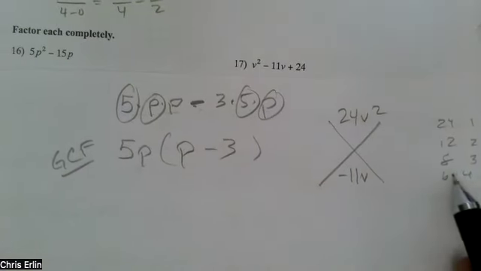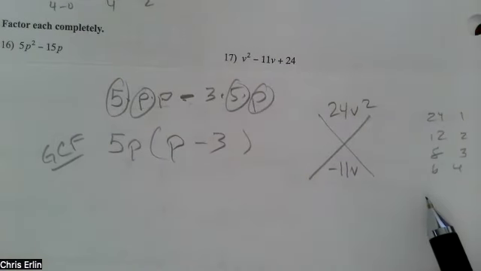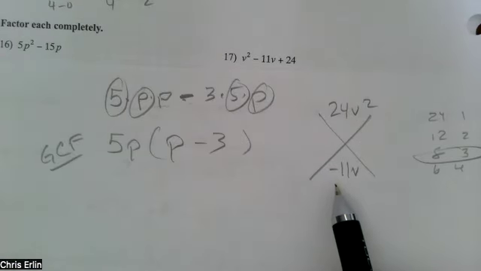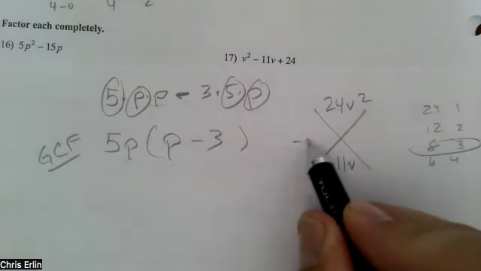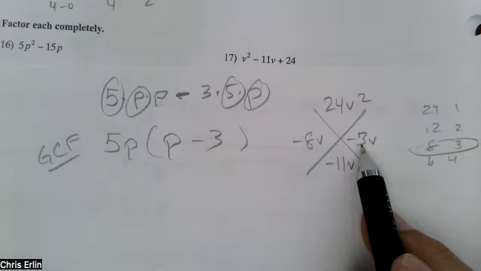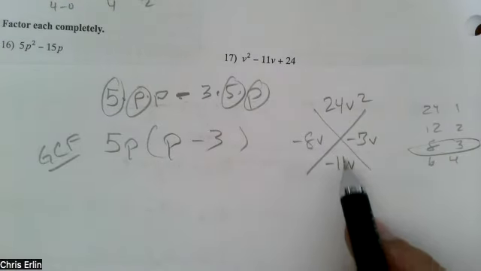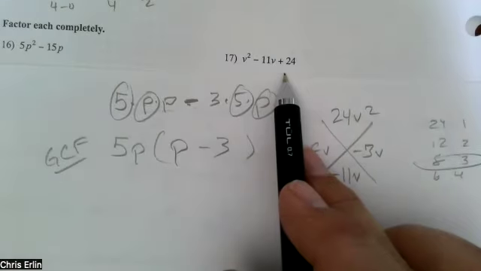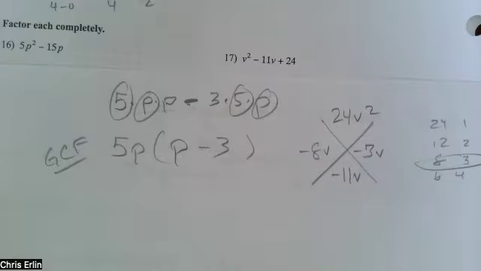Which of these is going to give me an 11? 8 and 3. Oh, but I need a negative 11. Good. Negative 8v, negative 3v. Those multiply to make a positive 24v squared and add to make a negative 11v. That's what I need. Now, I'm going to present this as a factor by grouping.